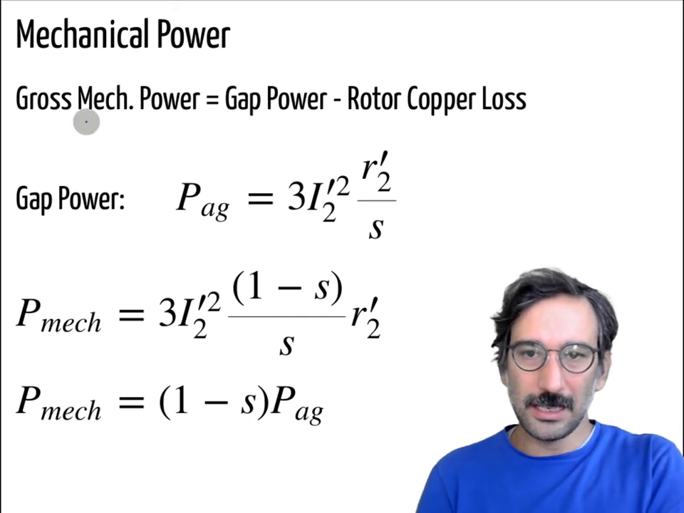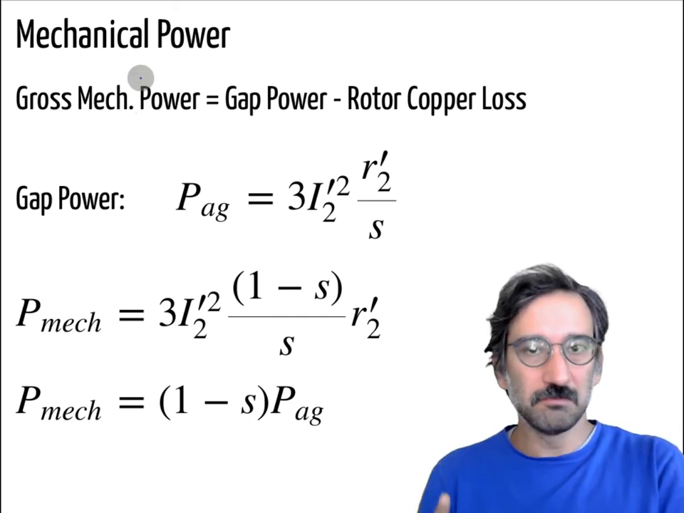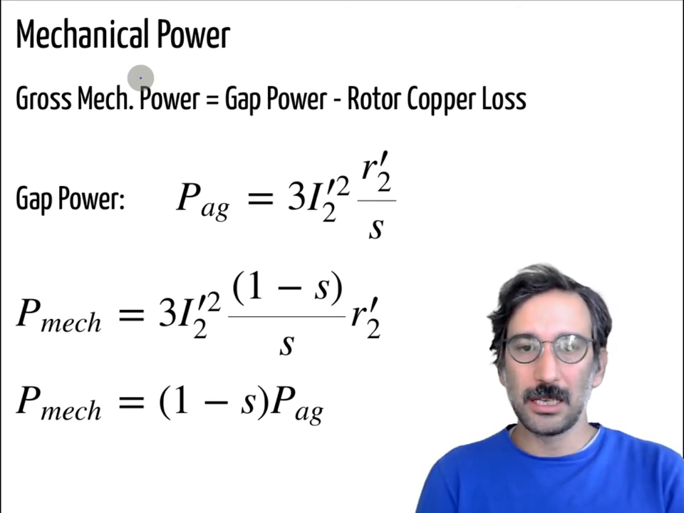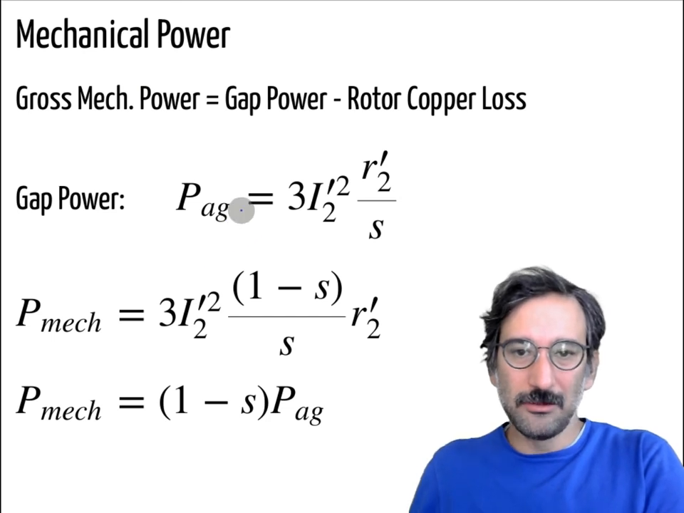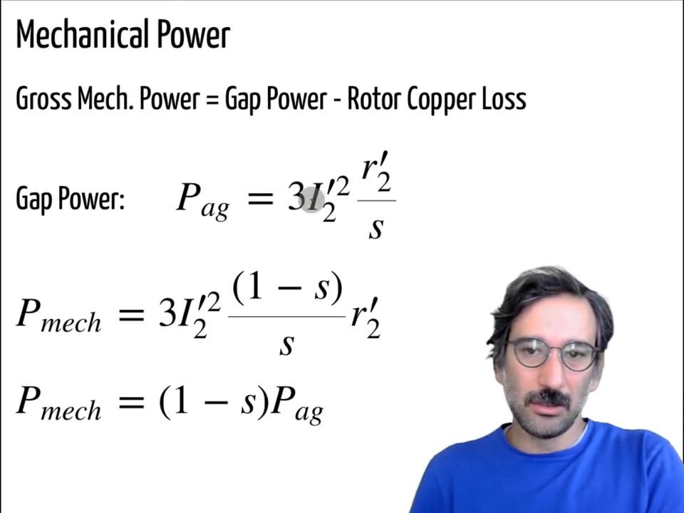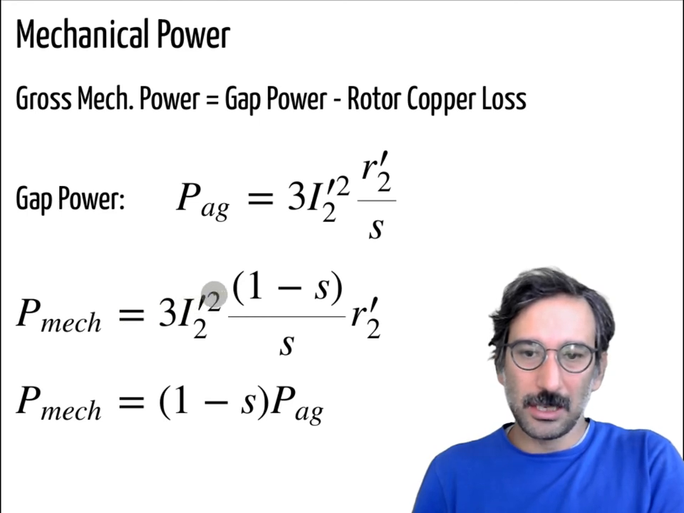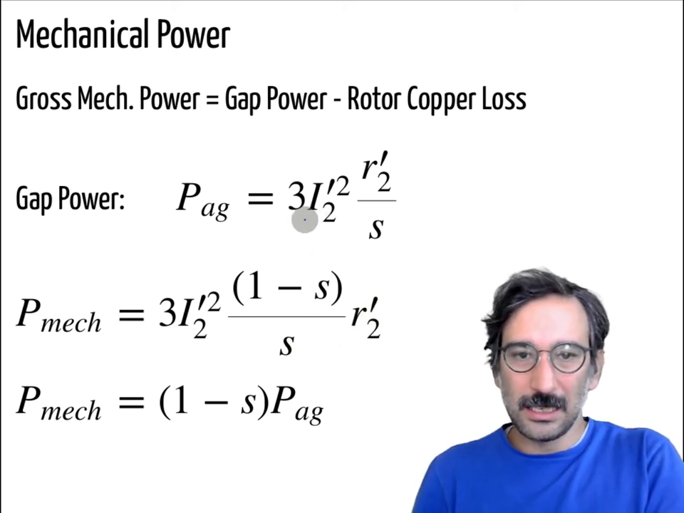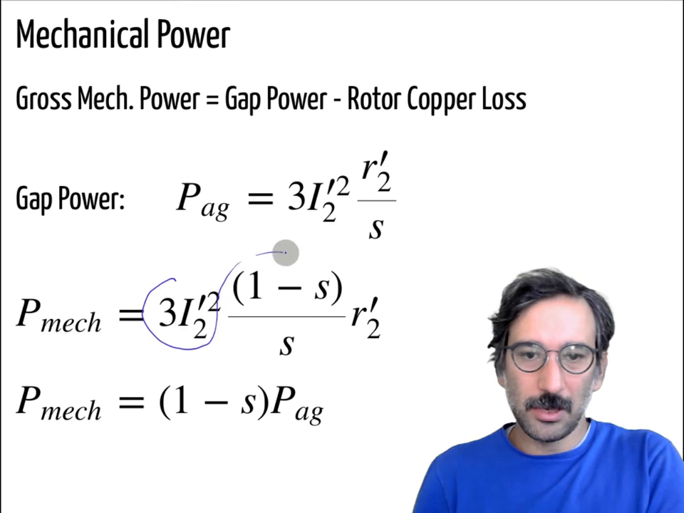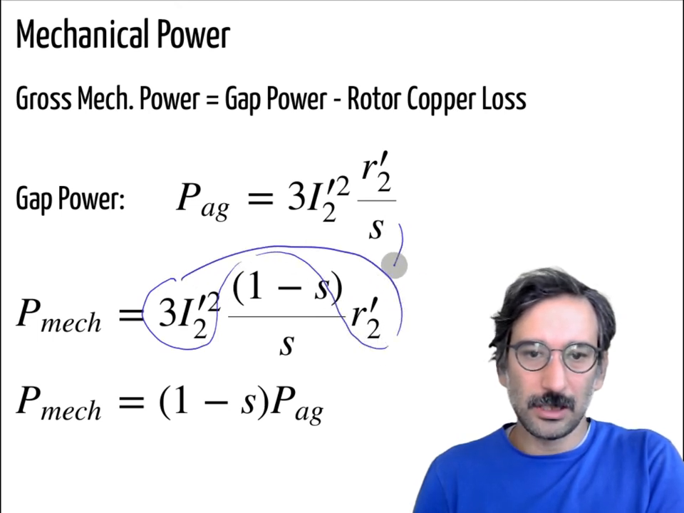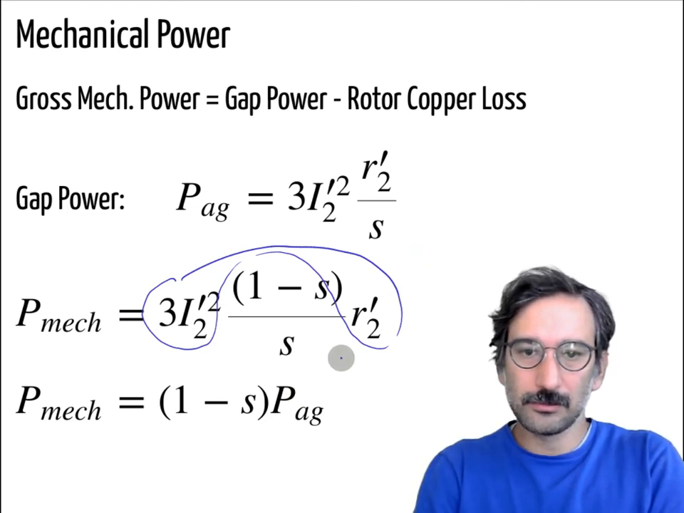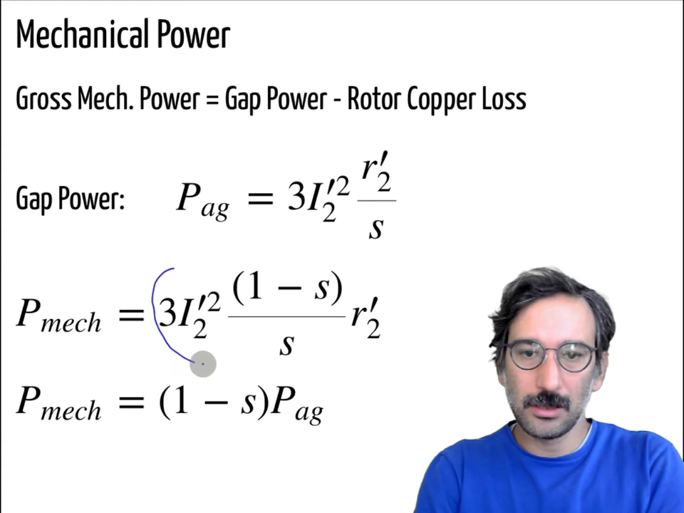So that gross mechanical power, we just step from the electrical system to the mechanical system. So let's find that one. Again, air gap power is that much, and mechanical power is the power dissipated in the (1 minus s) divided by s times R2 prime component. And again, you can see that part is the air gap power, and that's that part.